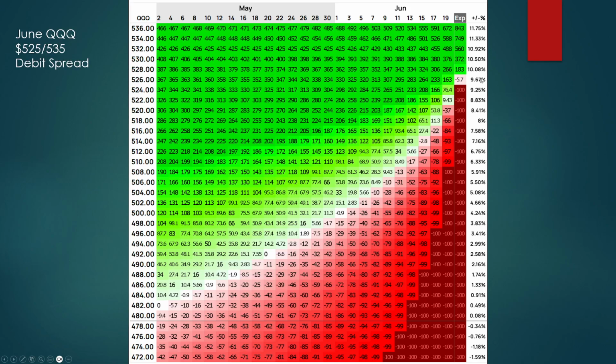So as long as it's above that, you can still make some profit off of it, and then you gain the full value if it's over 535 by expiration.